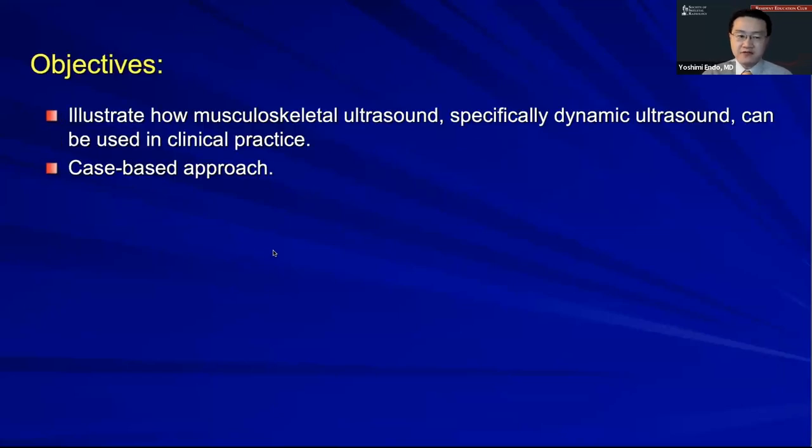So the objectives of this talk are not just to talk about musculoskeletal ultrasound, but specifically how dynamic ultrasound can be used in clinical practice and for problem-solving purposes. I'll be doing this in a case-based approach. I realize that there's going to be a wide variety of exposure to musculoskeletal ultrasound amongst the people in the audience, and I know that not every radiology residency exposes their residents to musculoskeletal ultrasound. But hopefully, this will be informative for everybody. These cases will be pretty simple yet insightful, so hopefully you'll enjoy this.